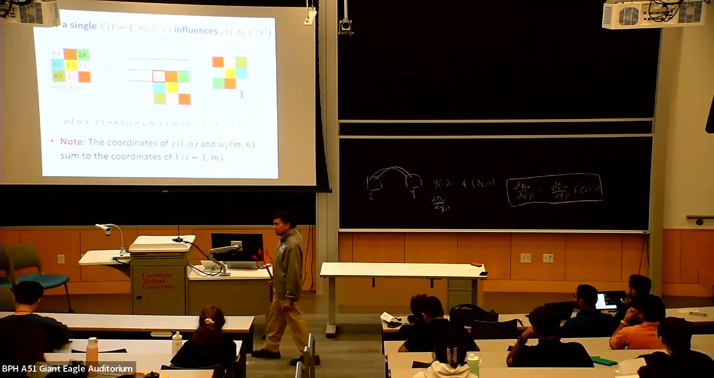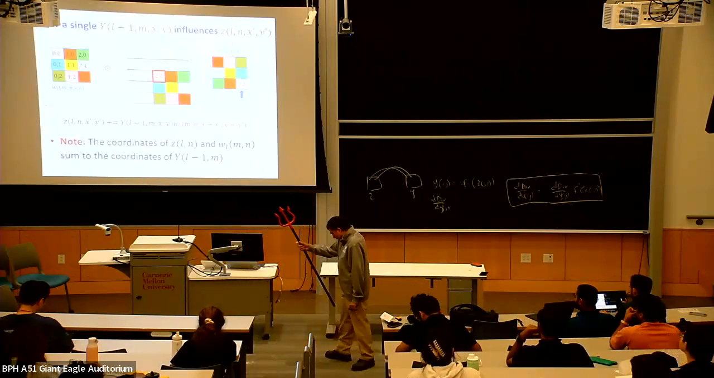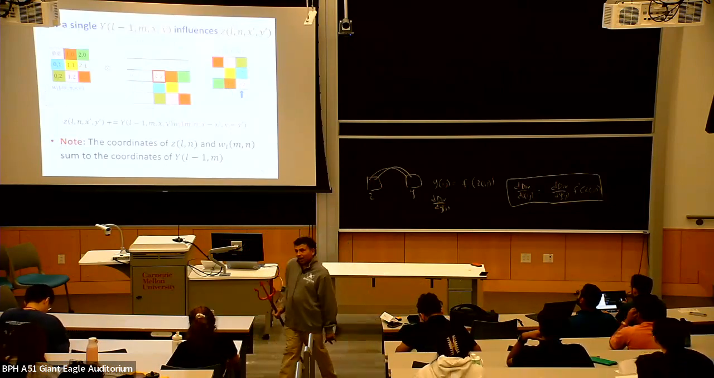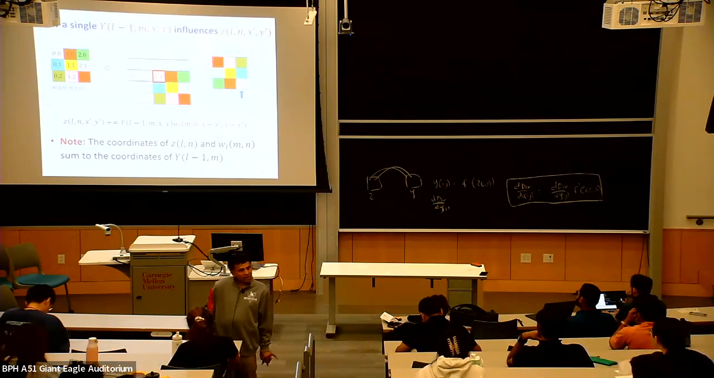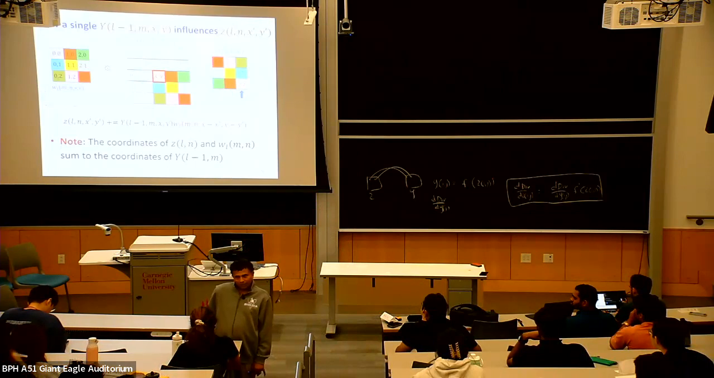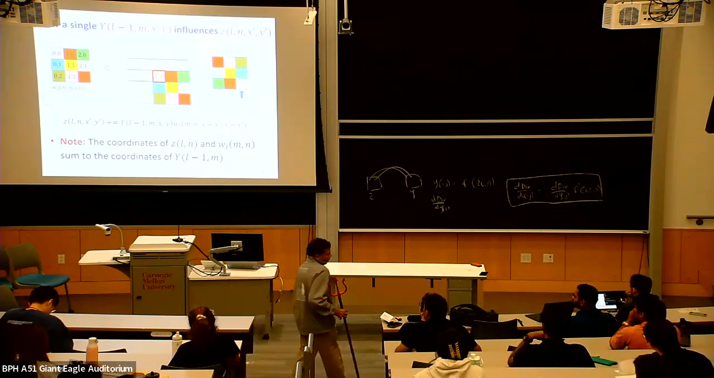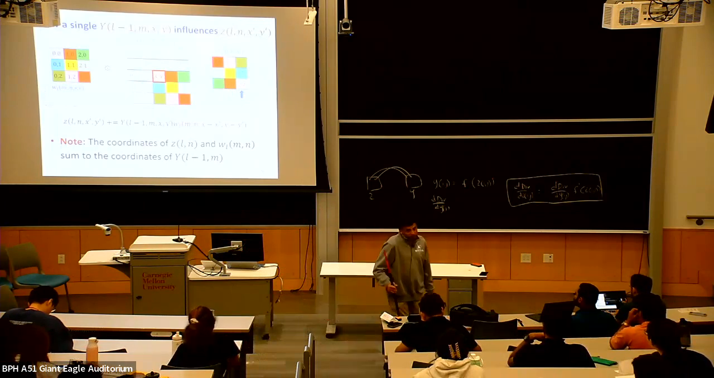So in general, for any position x prime, y prime of the output, the contribution of xy is going to be which element of the filter? So again, what was the pattern? What did we observe?